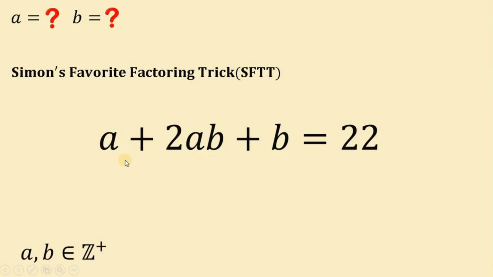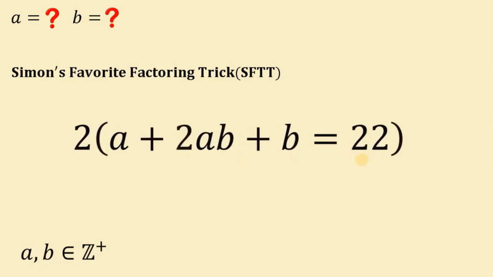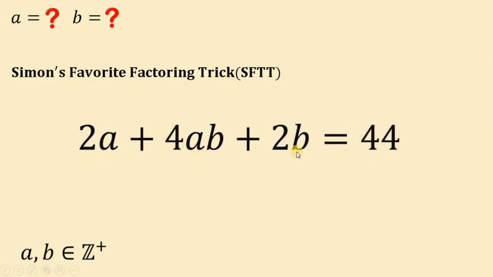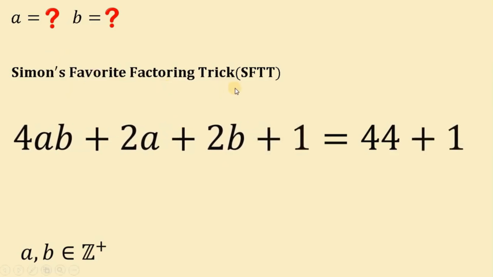Now, the left-hand side, a plus 2ab plus b, is not yet factorable. So what we're going to do is multiply both sides by 2. If we do that, we get 2a plus 4ab plus 2b equals 44. Now, rearrange some terms a little bit, so we have 4ab plus 2a plus 2b. And take note that if we add 1 on both sides, using Simon's Favorite Factoring Trick, the left-hand side now is definitely factorable.